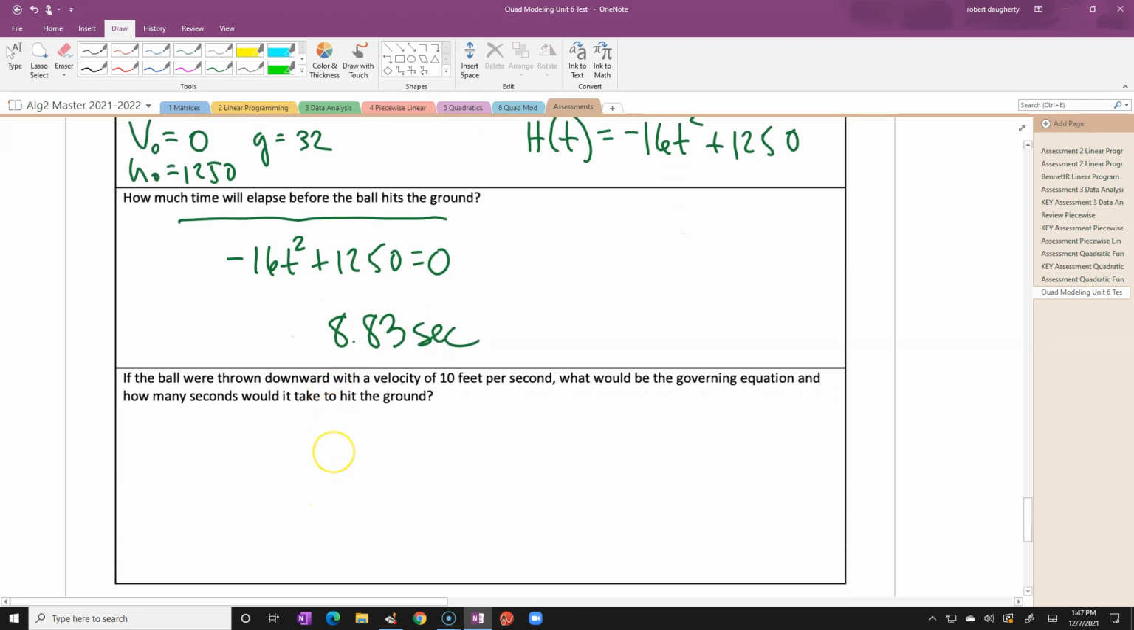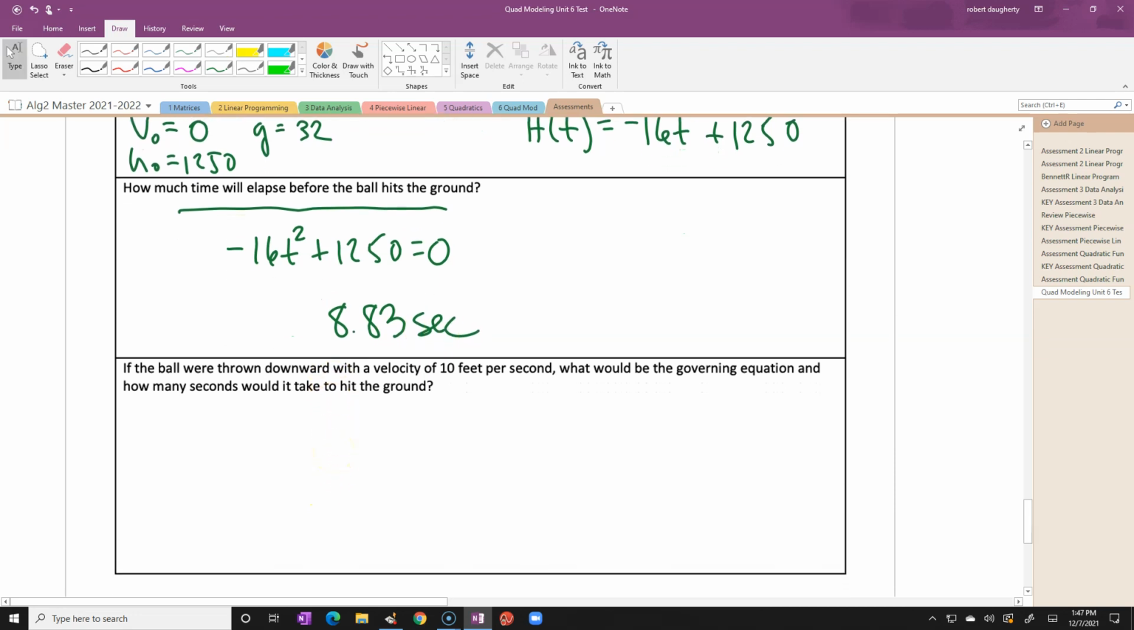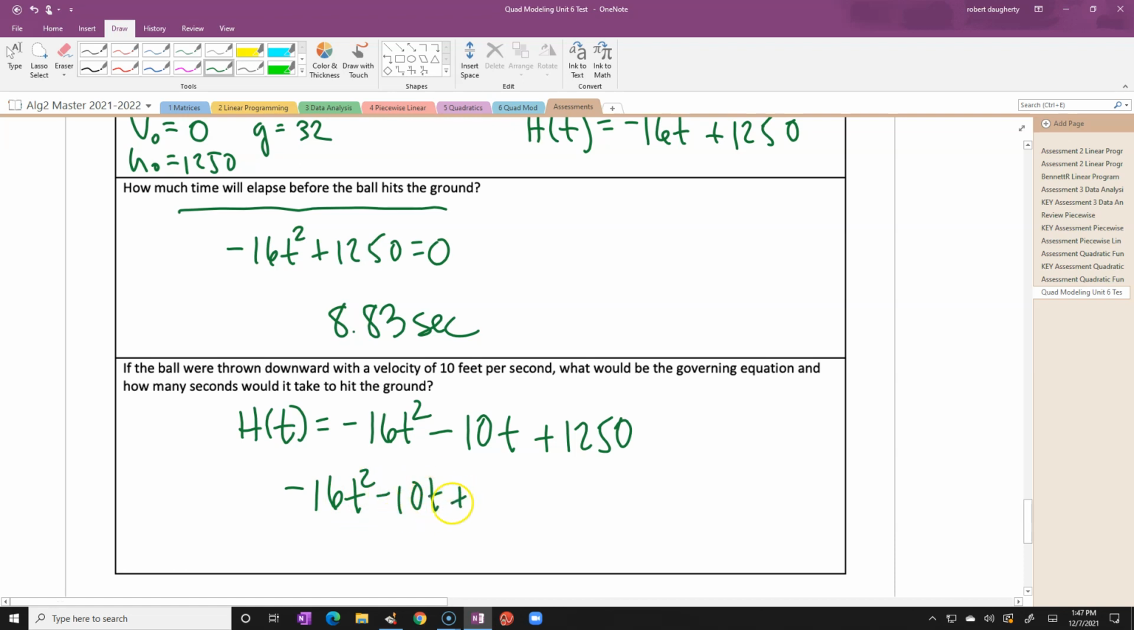Now, if the ball were thrown downward with a velocity of 10 feet per second, what would the governing equation be? Well, the equation would change. Negative 16 t squared. If the velocity is thrown down, it's negative 10 t plus 1250. If the velocity was projecting it up, that would be positive. So to hit the ground, I just need to set this thing right here equal to 0.